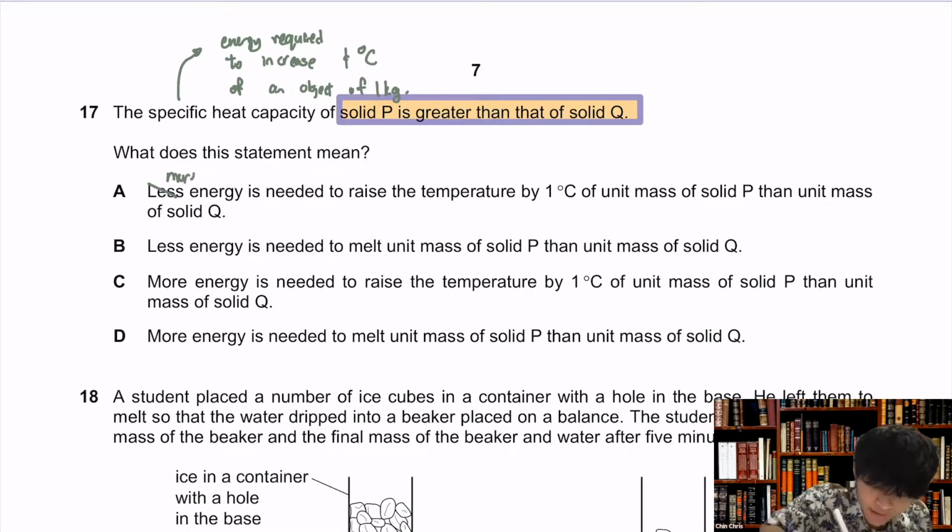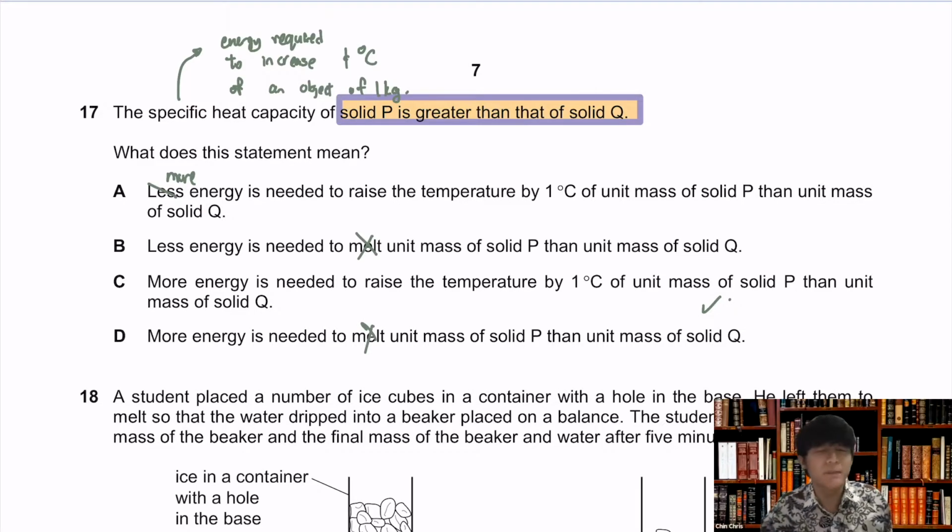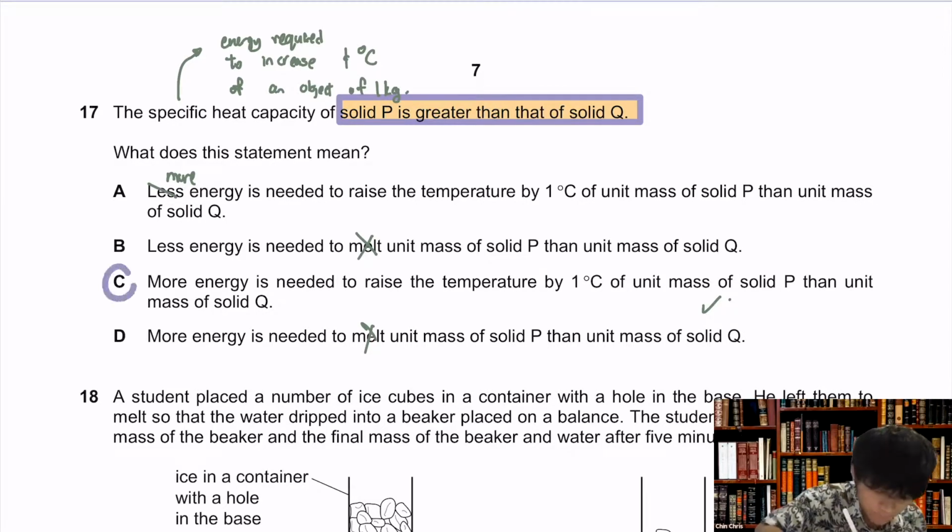Less energy is needed to melt? That is wrong, and it has nothing to do with melting. Melting is specific latent heat of fusion. More energy is needed, as I mentioned. Yes, correct, this is right. As I mentioned, specific heat capacity is just to increase temperature. It's not for any change of phase. For any change of state, you must use latent heat, for example latent heat of fusion or latent heat of vaporization. So the answer is C.